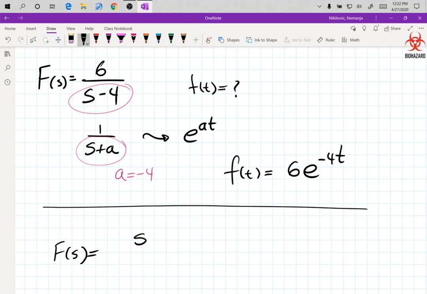Say it's 4s over s squared plus 81. Okay, well, you would say that's a 4 s over s squared plus 81. 81 is 9 squared.